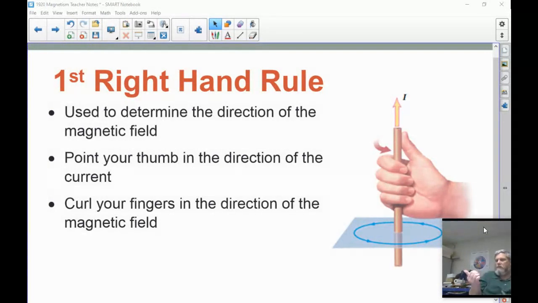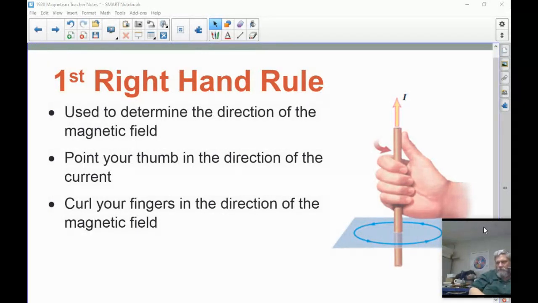Then your fingers, when you do this, kind of naturally curl, right? So your fingers are going to curl in the direction that the magnetic field acts. Again, if the current's acting up, you put your thumb up, and your fingers curl in this direction. So the magnetic field would act around a circle in this direction. If I look down on it, it would look like it was going in a counterclockwise direction. If the current was going downwards, your thumb would go down, and the field would be in the opposite direction, more of a clockwise direction.